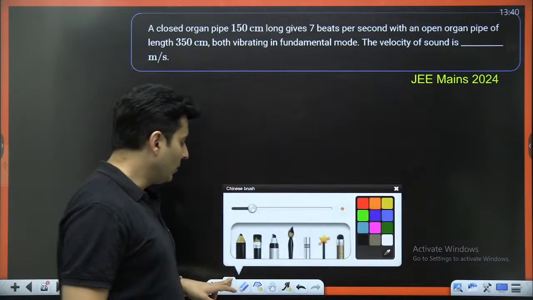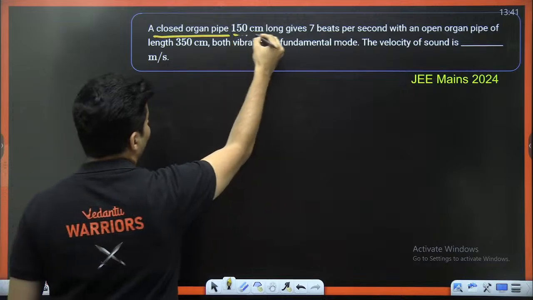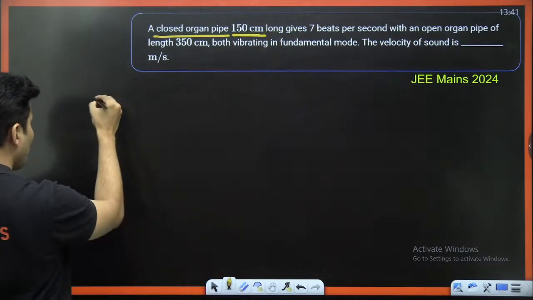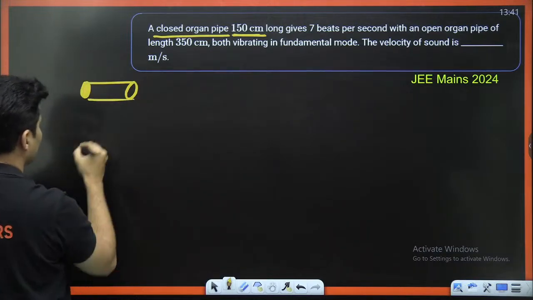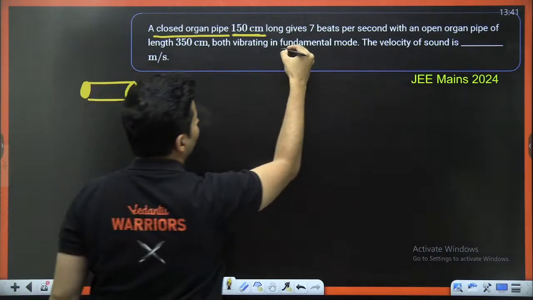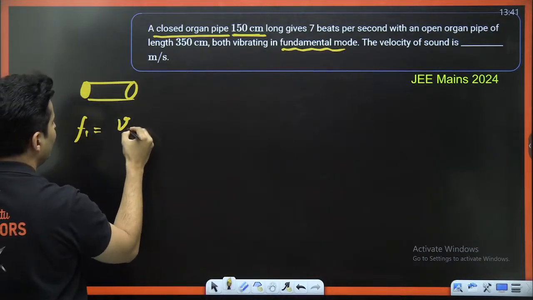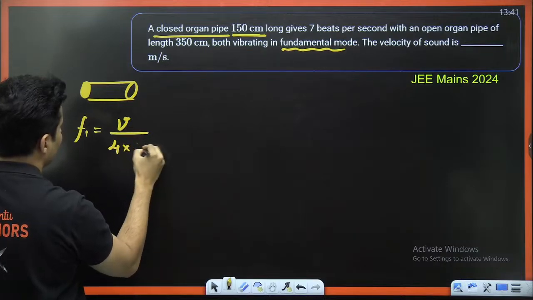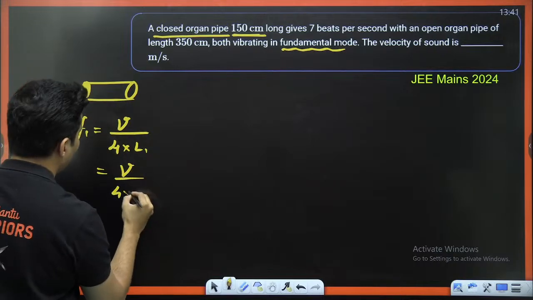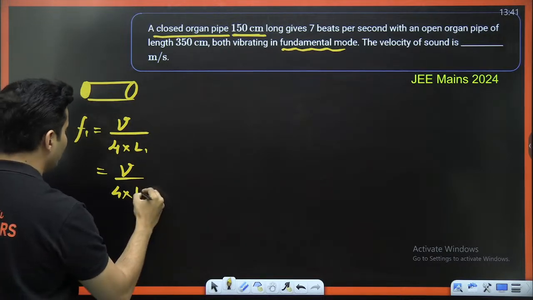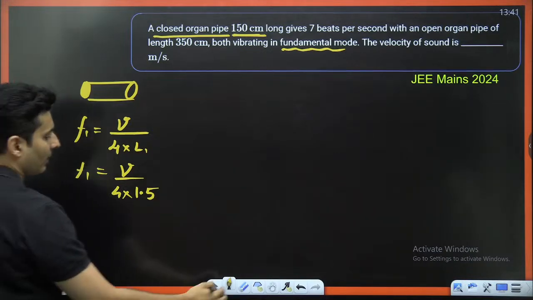Let's take two separate situations, one for the closed organ pipe of 150 centimeters in length. So for the closed pipe, which is going to look like this, and that too in the fundamental mode, the fundamental frequency is V by 4L. So V by 4 times the length. Length is 150 centimeters, that means 1.5 meters long. And this is your F1.